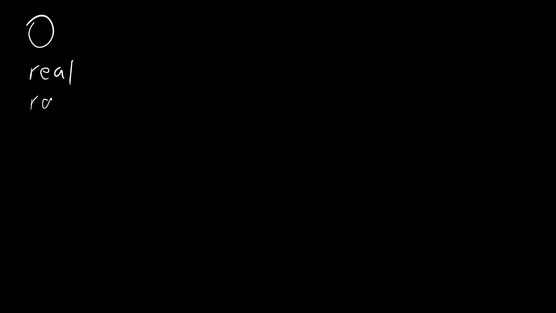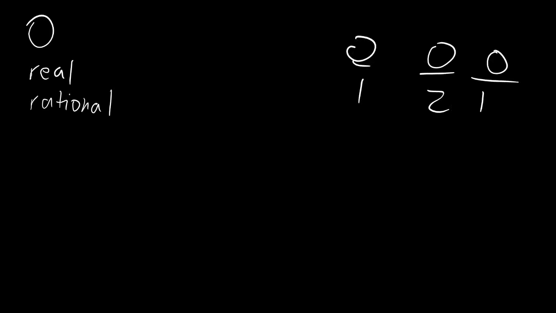0 is also a rational number because it can be written as a fraction, 0 over 1, or 0 over 2, or 0 over 100. They're all equal to 0. On top of being rational, it is also an integer. Again, integers are all numbers without decimal points, and 0 does not have a decimal point. Alright.